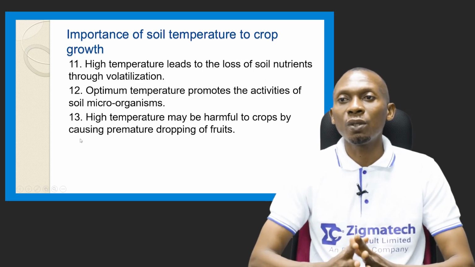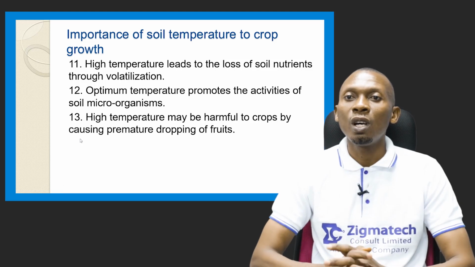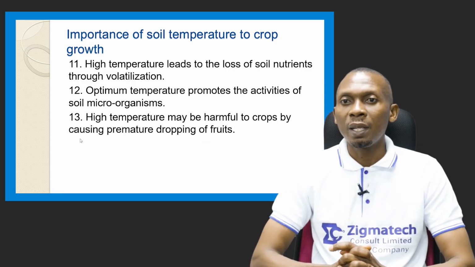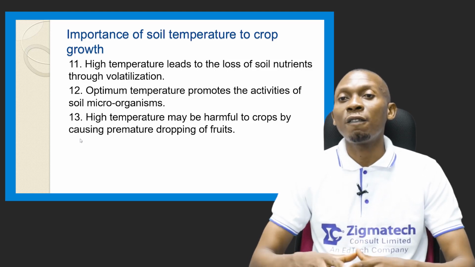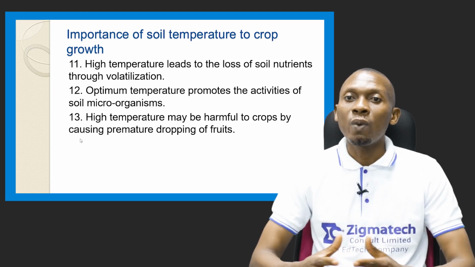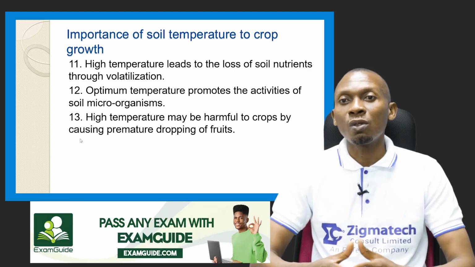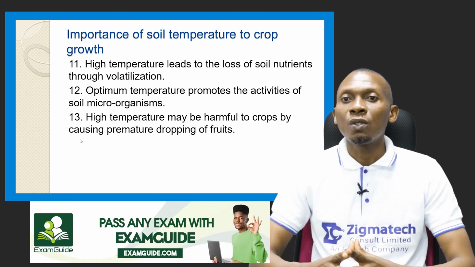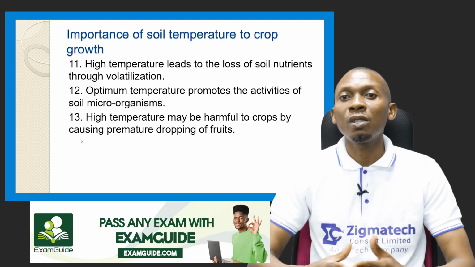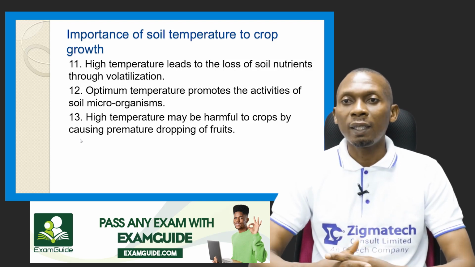High temperature leads to loss of soil nutrients through volatilization. Now, what is volatilization? This has to do with the loss of nitrogen when ammonium is converted to ammonia gas. So, a high temperature can lead to loss of nutrients through volatilization.